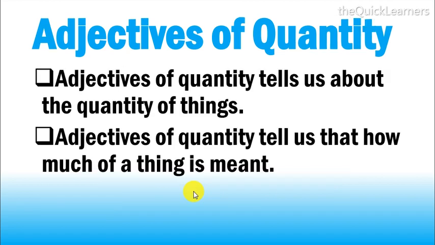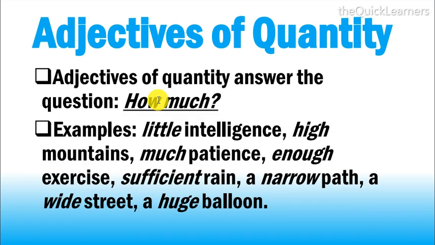Let's move towards adjectives of quantity. Adjectives of quantity tell us about the quantity of things. They tell us how much of a thing is meant. Adjectives of quantity answer the question how much. For example, little intelligence, high mountains, much patience, enough exercise, and so on. So these are all adjectives of quantity.